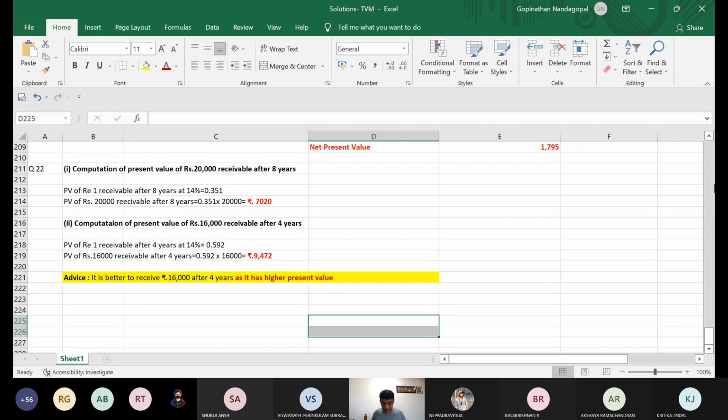So now we are done with the second method. A is present value of a lump sum. B is present value of a series of cash flows. Next, we go for present value of an annuity. I'll just teach you the theoretical part, then we'll go for the problem.